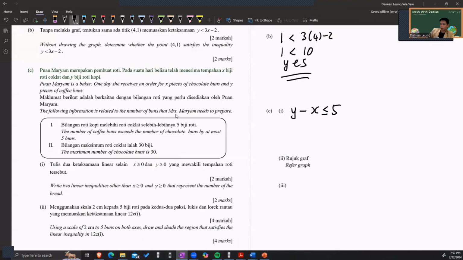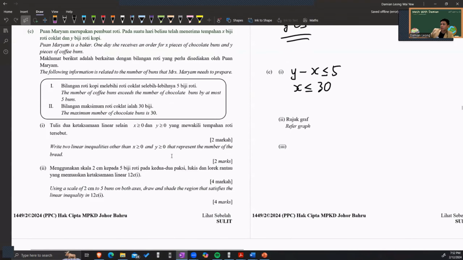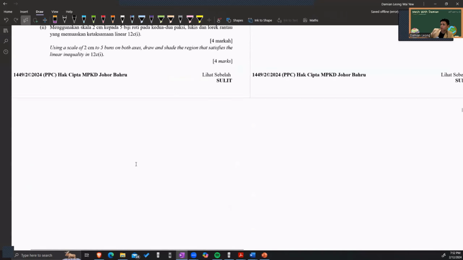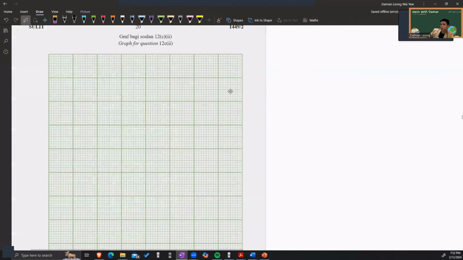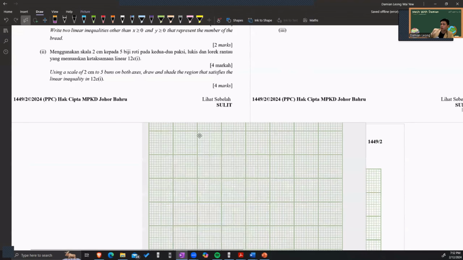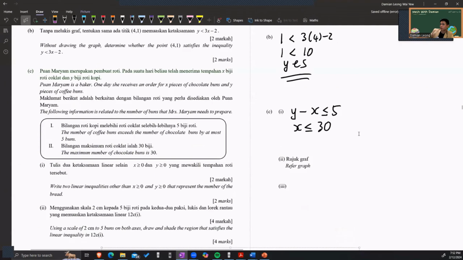Maximum number of chocolate buns. Maximum x means it should be less than or equal to 30. These are the two inequalities. So using the scale, we want to draw the graph based on the inequalities that we have, which are these two.